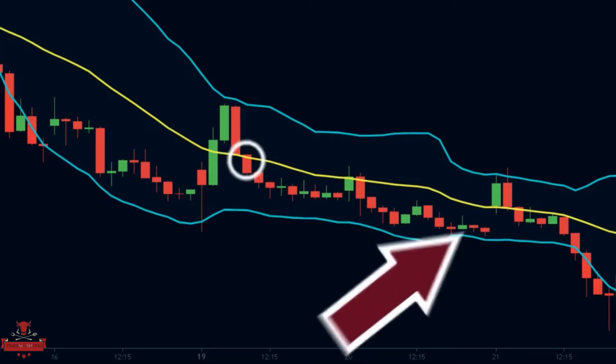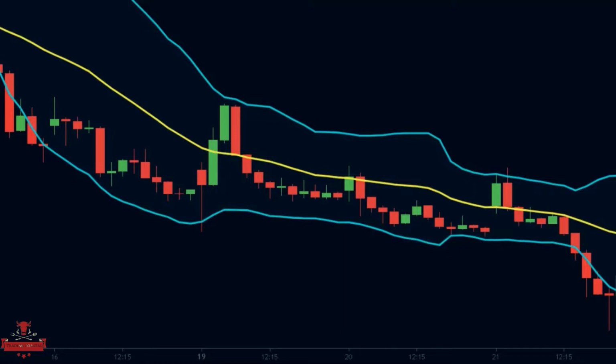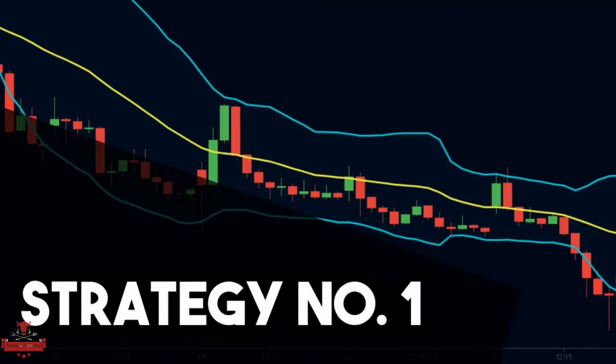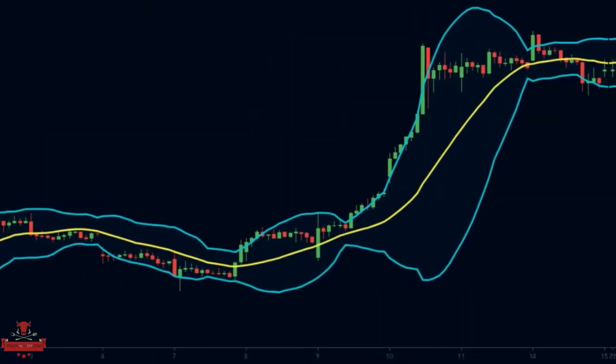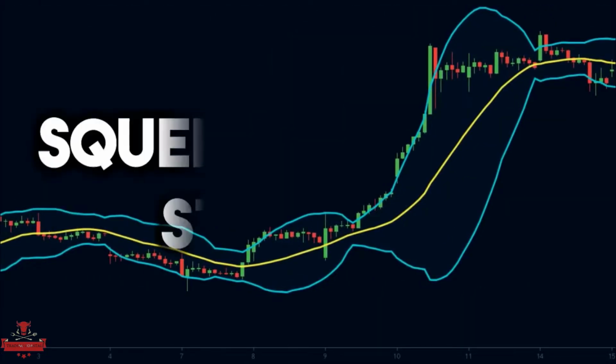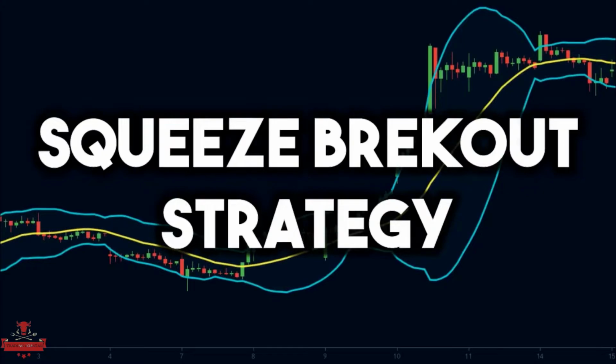Now that we have understood the basics of the Bollinger Bands, it's time to come to our first strategy. The name of the first strategy is the squeeze breakout strategy.